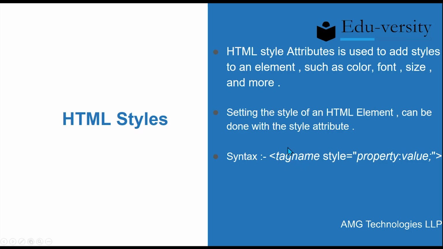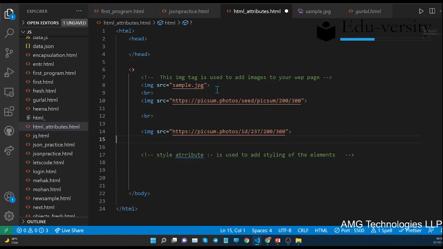Let's suppose our tag name is img tag. Next we have the style, which is the attribute, equals the property value. So if you want to change the color, the property will be color. If you want to change the font size or any other designing property, we can add it over here. So let's say our element is this img tag.